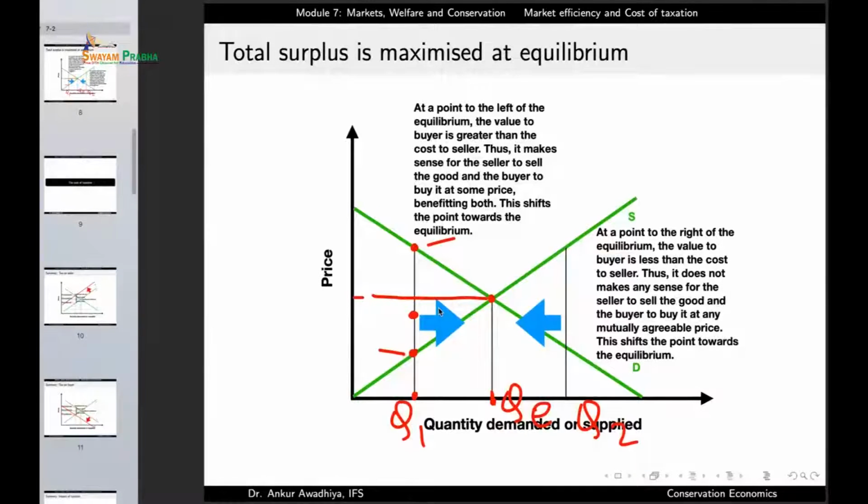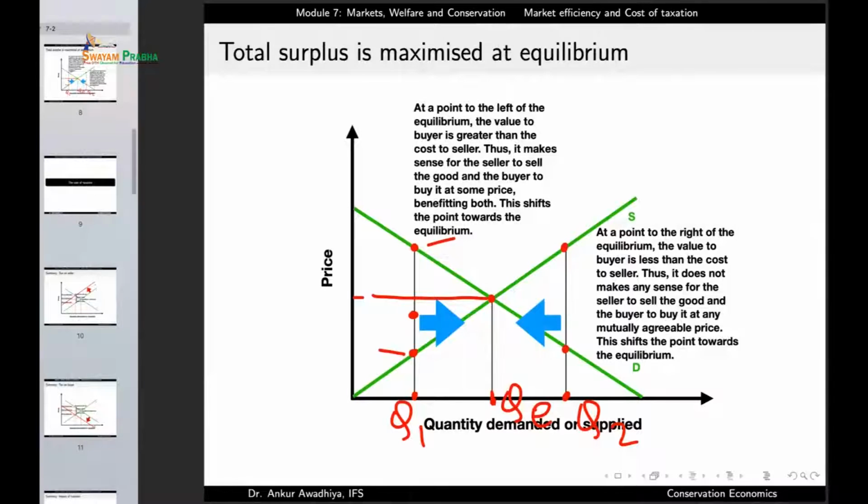Whereas if we take any point to the right, so we are considering this point Q2. Now at this quantity, the value to the buyer is this, and the cost to the seller is this. So it costs more to the seller, and the buyer values it less. Now, at any such point to the right of the equilibrium, the value to the buyer is less than the cost to the seller. Thus, it does not make any sense for the seller to sell the good and the buyer to buy it at any mutually agreeable price.